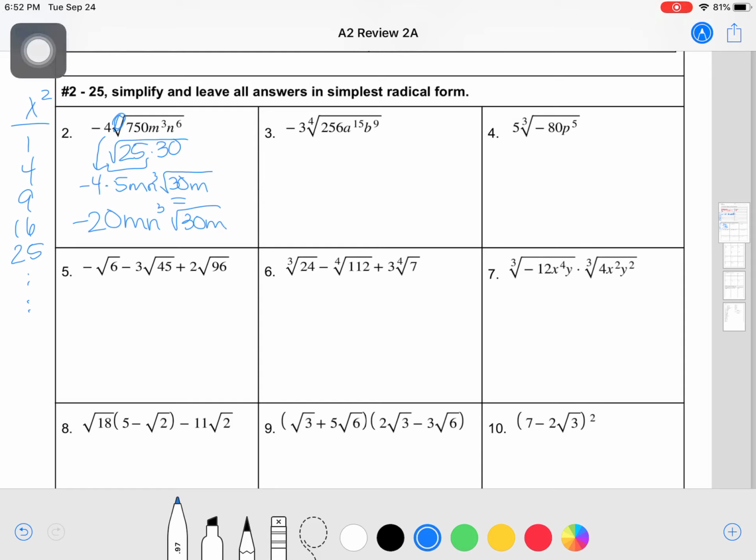3 and 4 again are the same, but make sure on number 3 you're dividing in your perfect fourths. So you're going to do x to the 4th and make that list. And then on number 4 you're going to do x cubed and make that list and divide those numbers in.